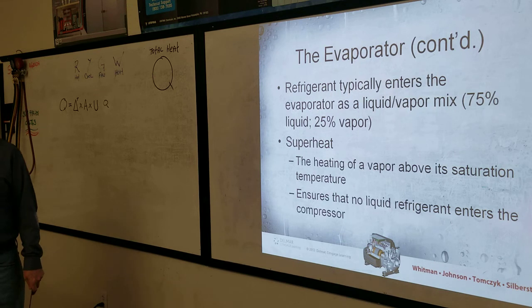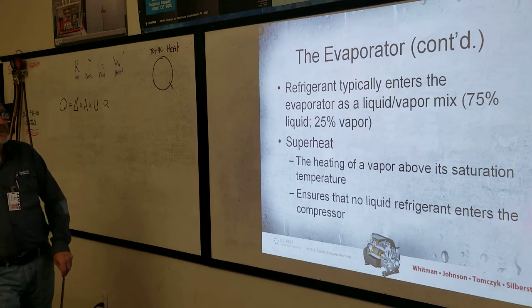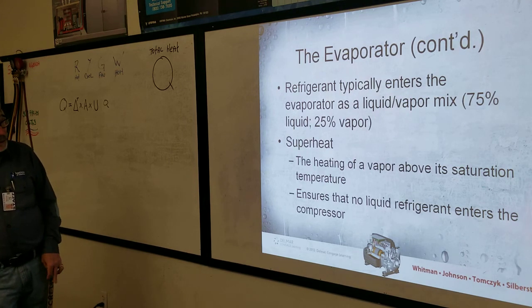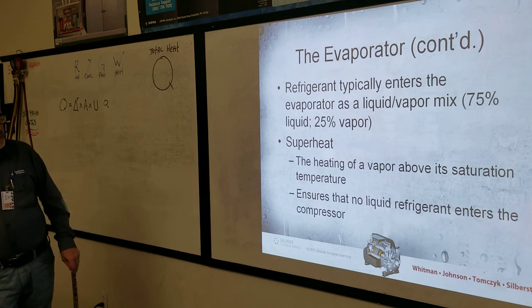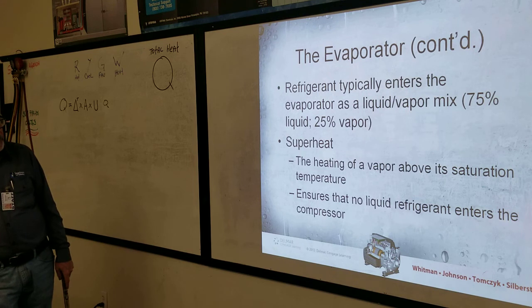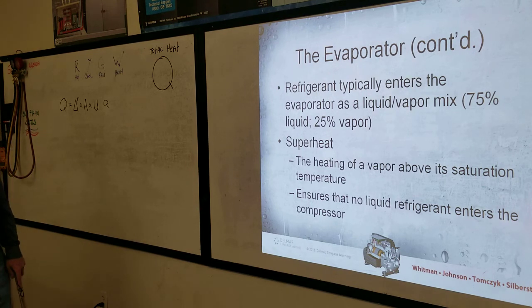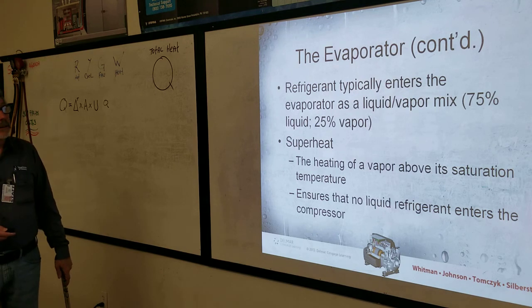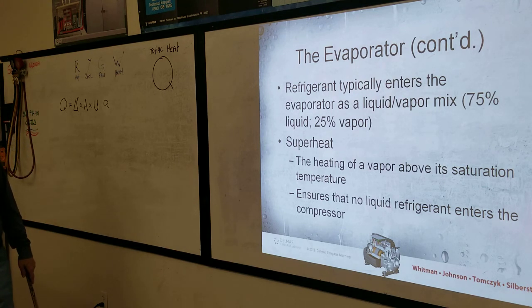The evaporator continues. Refrigerant typically enters the evaporator as a liquid vapor mix, 75% liquid, 25% vapor. Superheat: the heating of a vapor above its saturation temperature ensures that no liquid refrigerant enters the compressor. Ooh, okay. So we'll get into that too.